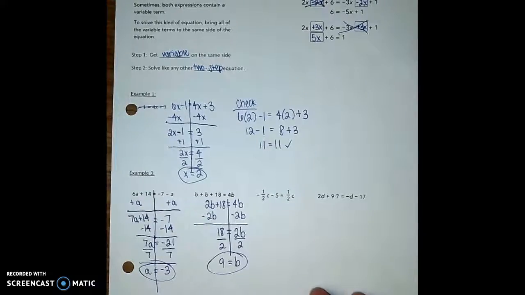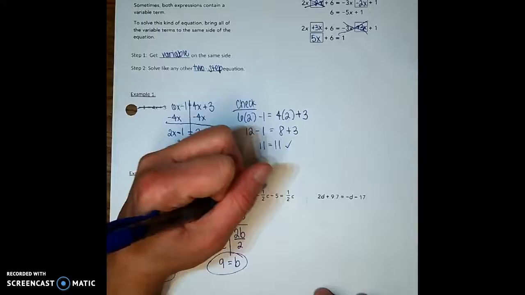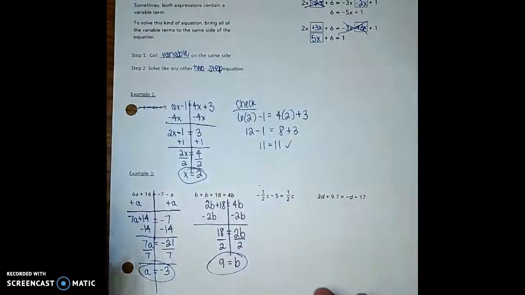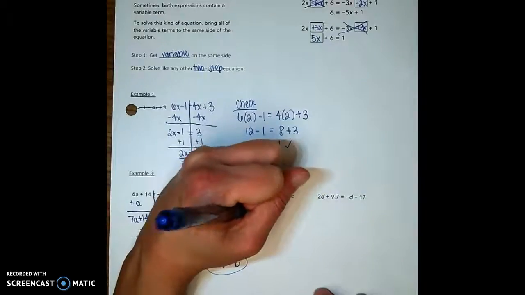Okay, let's move on to the third one. So the third one, we have negative 1/2 c minus 5 equals 1/2 c. And so I think, again, it's easiest to get rid of that negative 1/2. So to undo negative 1/2 c, I add 1/2 c to both sides.